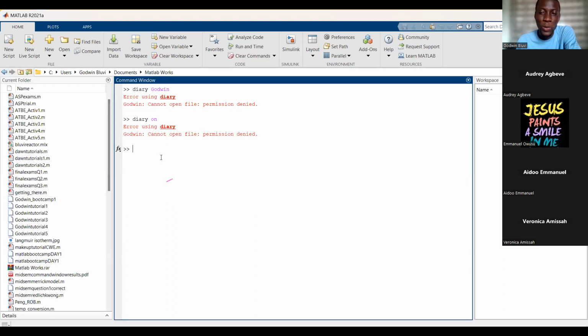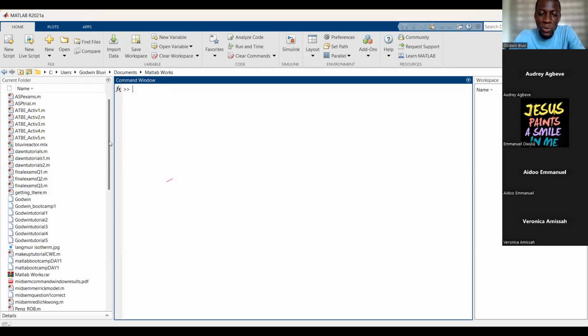So everything is there. When I type diary on again, you see it works. There is no problem with it. But when I don't change the directory when I open my MATLAB, I'll be having issues with operating things in it. So you just have to change your directory. Good, so that's one concern.